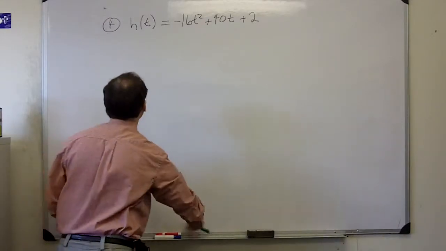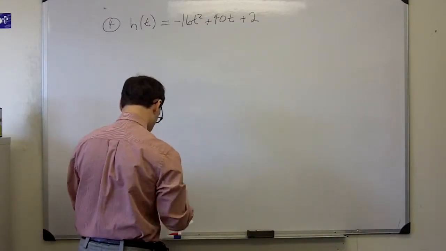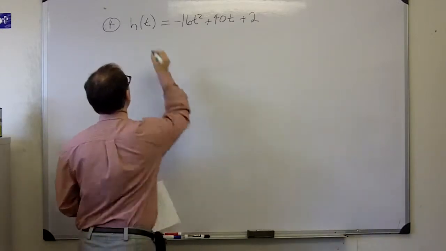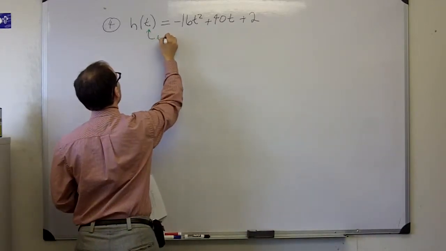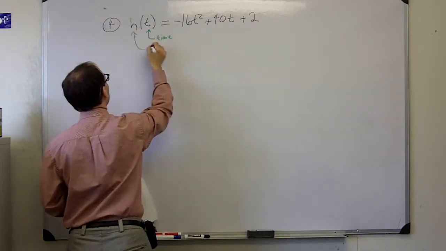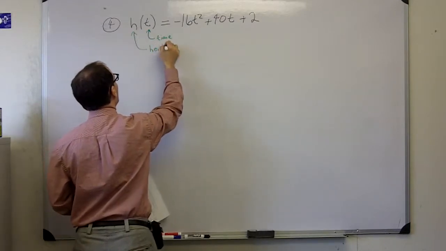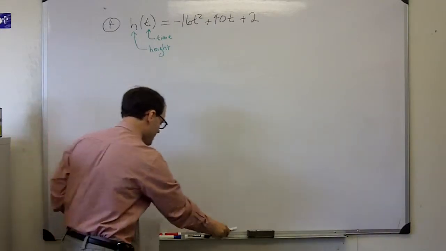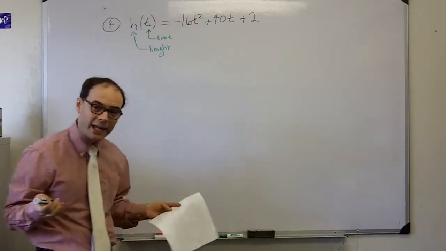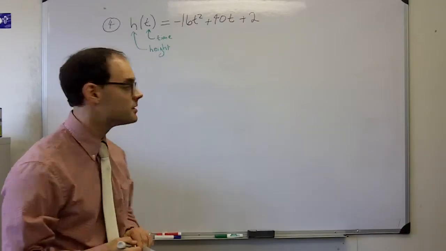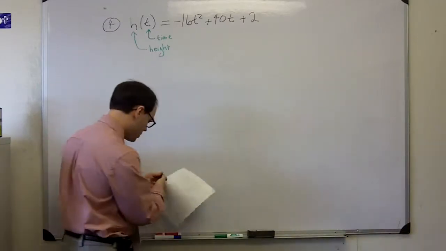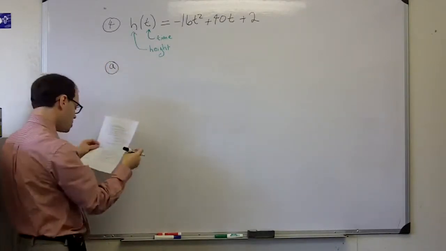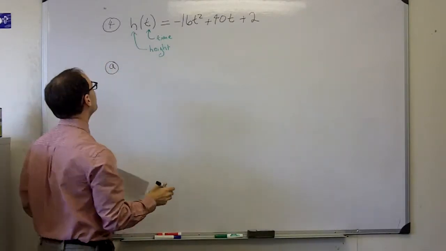So, let's see here. Let's note what these things mean. This is time. This is height. Okay, and so the problem asks a bunch of different questions. It asks, when will the rocket be at certain heights? So when will the rocket be, in part A, when will the rocket be at 20 feet above the ground?